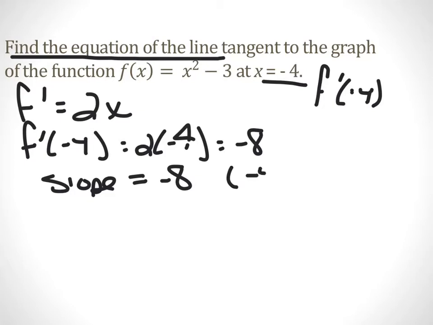And we know we can write the equation of a line if we have a slope and a point. So let's find the y value for x is -4. We're going to put -4 in here, square it, that's 16. 16 minus 3 is 13. And so we get 16 minus 3, 13.